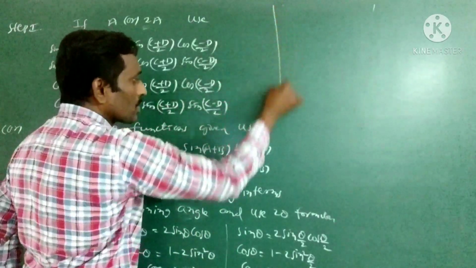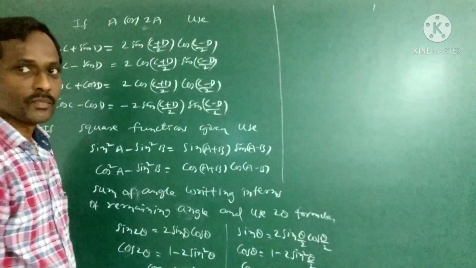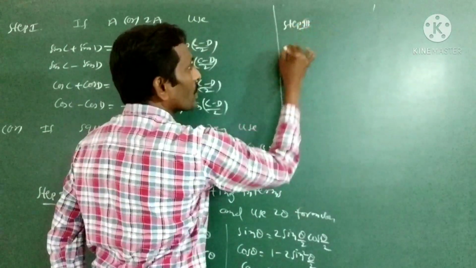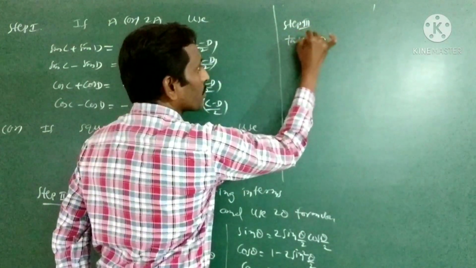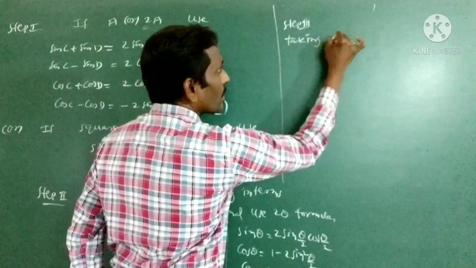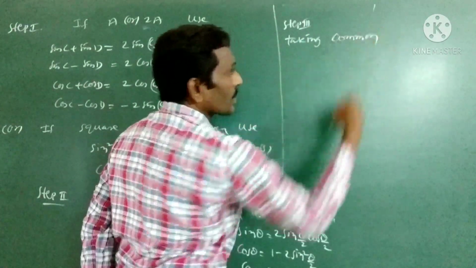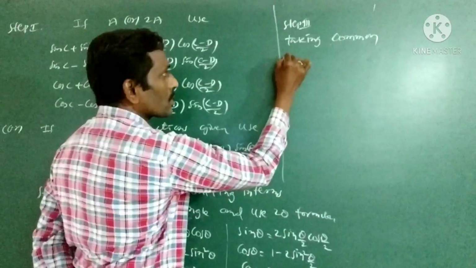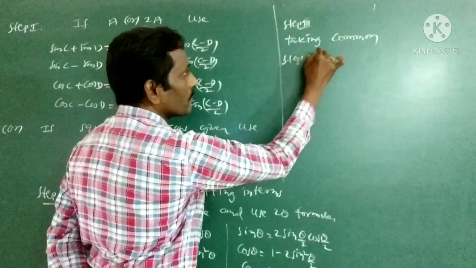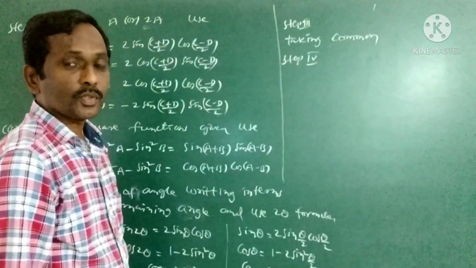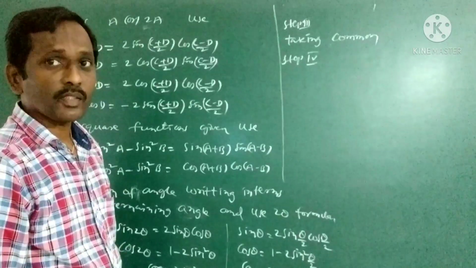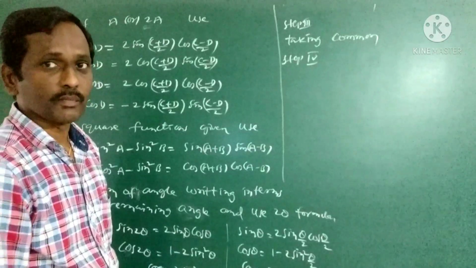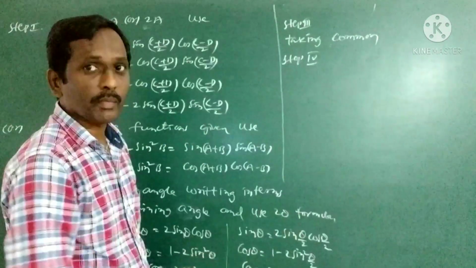Now coming to step 3. In step 3, we take the common value. Whatever you get, you have to take the common factor in the third step. Next, step 4. Once you have taken the common factor, you will get one single angle, maybe A, maybe C, maybe C by 2, whatever. Write that as a sum of the remaining angles.